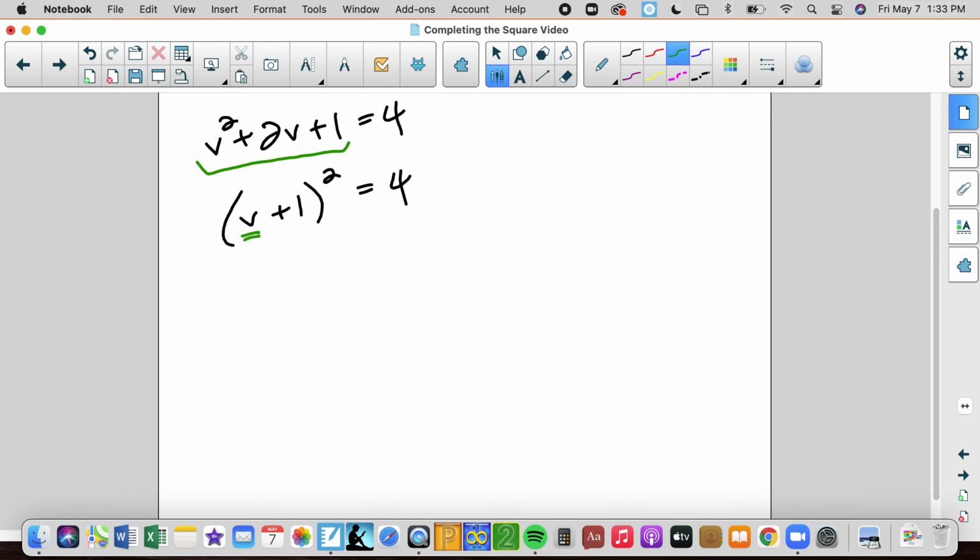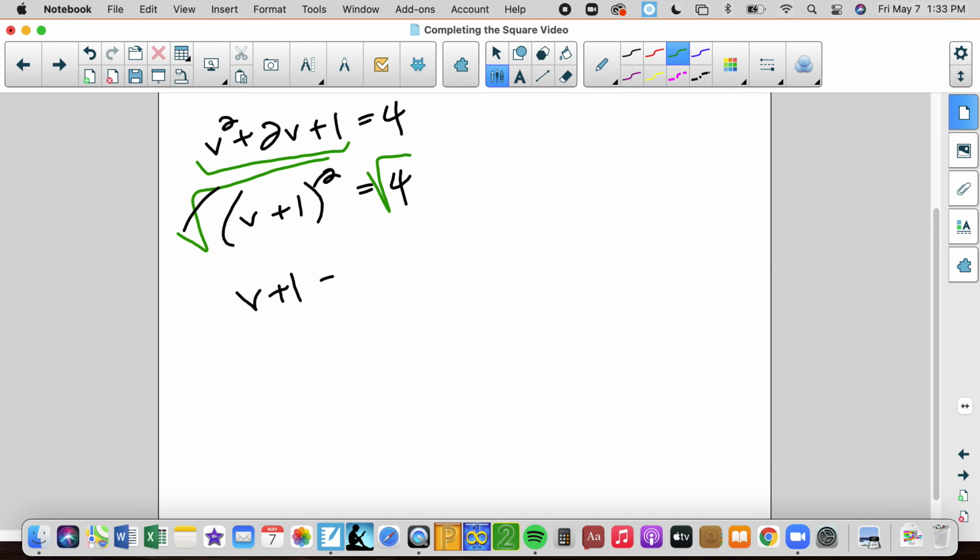We can't get to that variable yet because of the parentheses, and the parentheses are representing that square. So what gets rid of a square? A square root gets rid of a square. Good. So if I take the square root of a square, those are going to cancel, and it leaves me with v plus 1.